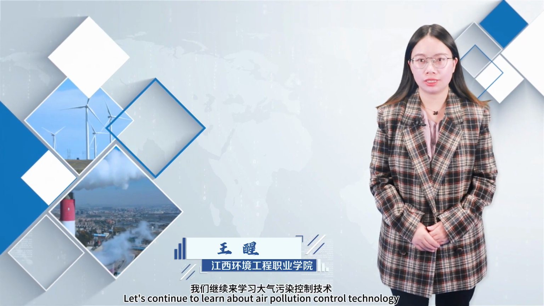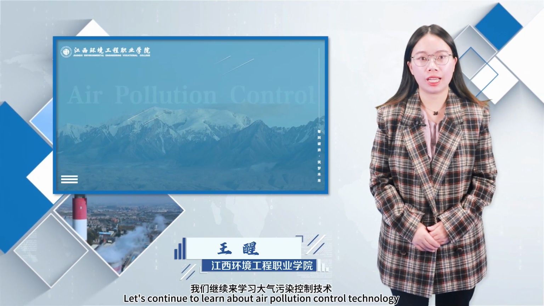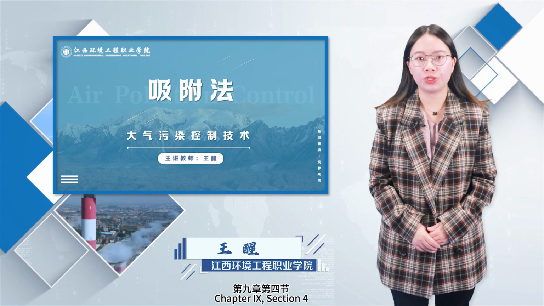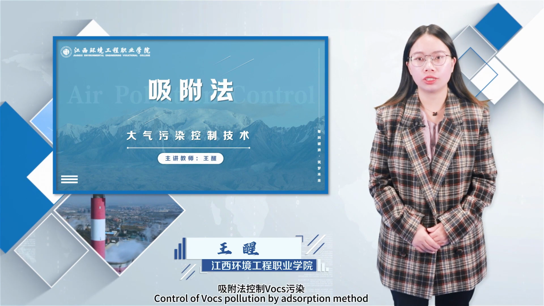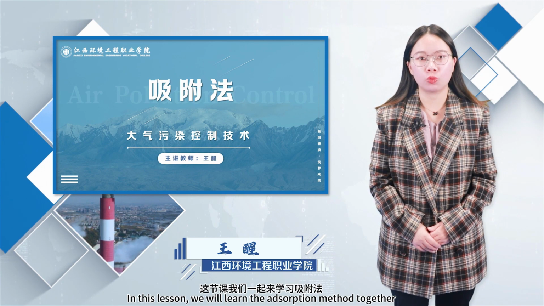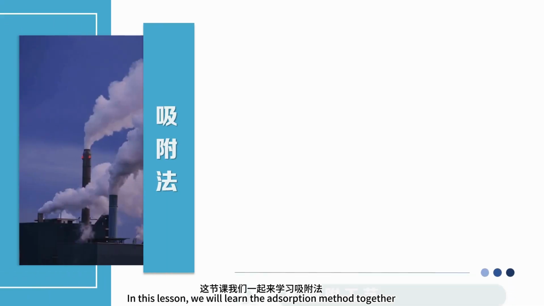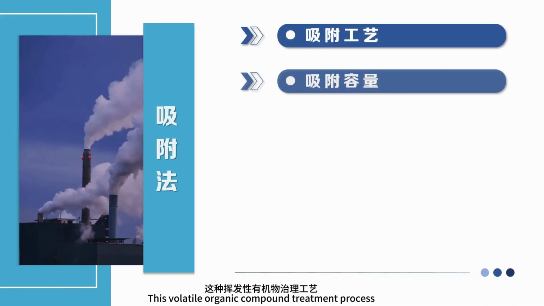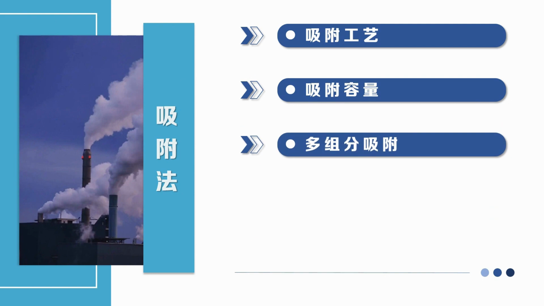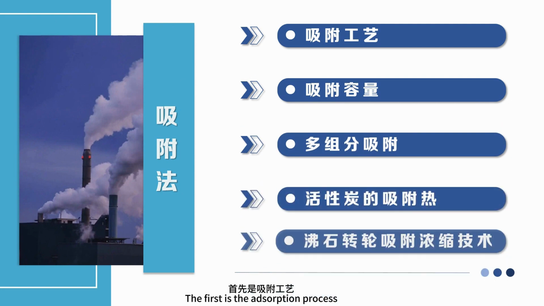Today, let's continue to learn about air pollution control technology. Chapter 9, Section 4, Control of VOx pollution by adsorption method. In this lesson, we will learn the adsorption method together. This volatile organic compound treatment process. The first is the adsorption process.